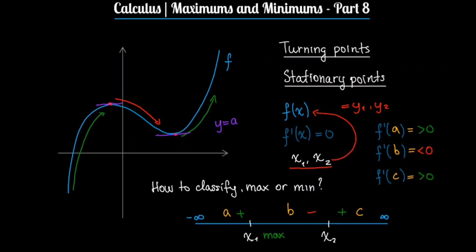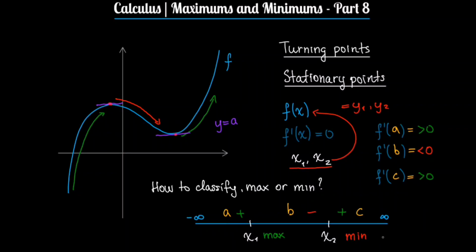And of course, from the interval x1 to x2, we got a negative gradient, suggesting that our function is decreasing until it reached the point x2, and then the function started increasing again from the interval x2 to positive infinity. And this suggests that x2 is a minimum point of the curve.